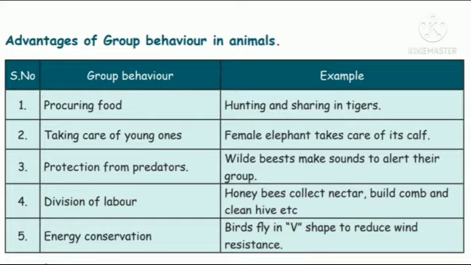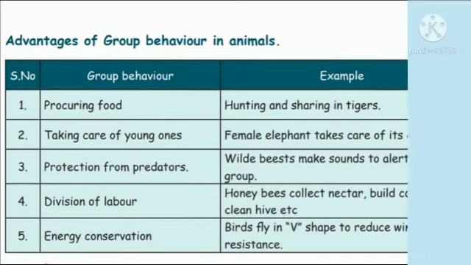Fifth one, energy conservation. Birds fly in V shape to reduce wind resistance. So all the birds combine together and they form the V shape. This we can see in the early morning in the sky. So birds fly in V shape to reduce wind resistance.